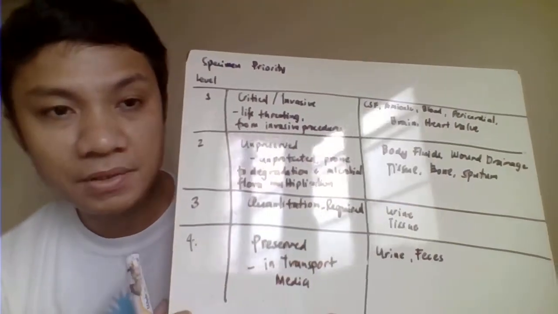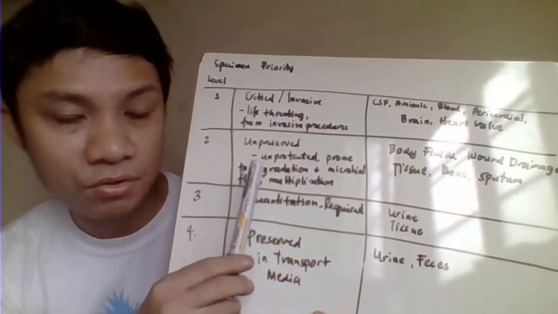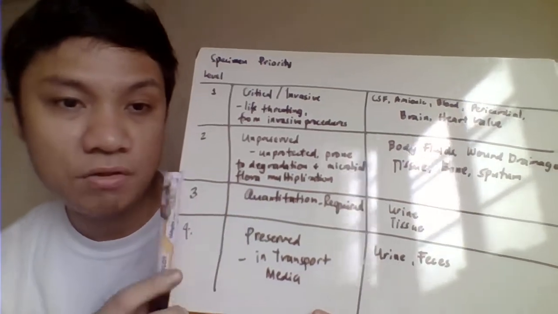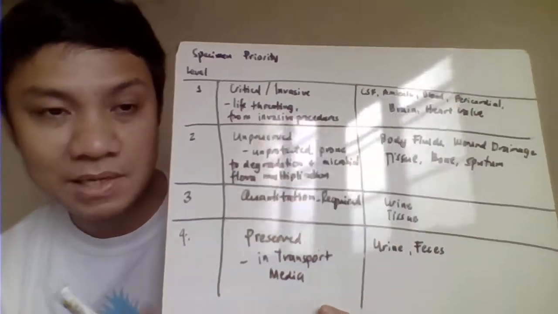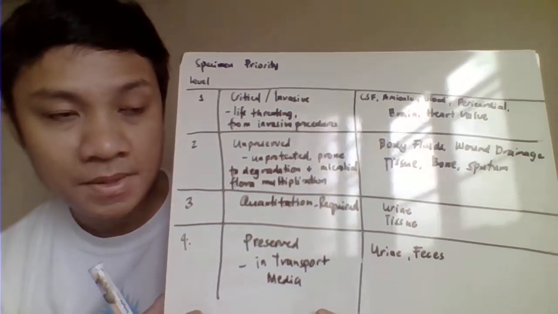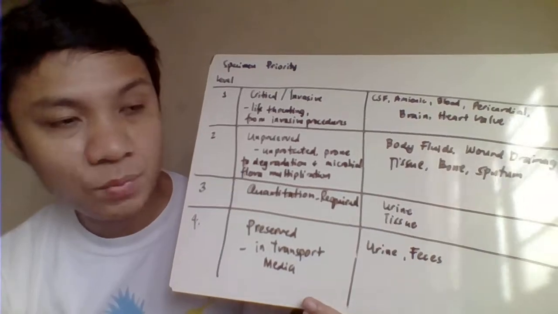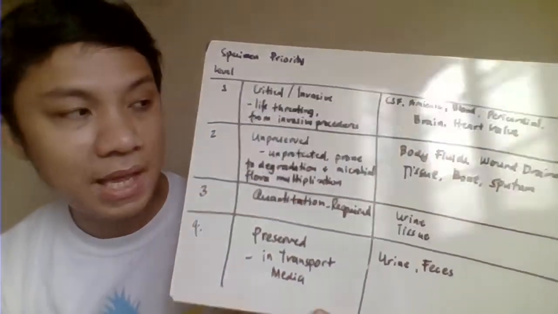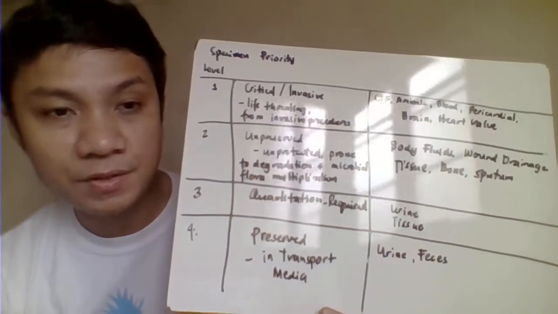Level 2, on the other hand, pertains to your unpreserved specimens. Unpreserved, so they are prone to degradation, and they are also prone to normal microbial multiplication. They are unprotected, so they easily spoil. This includes specimens like body fluids, wound drainage, abscess, tissues, bones, and also your sputum.